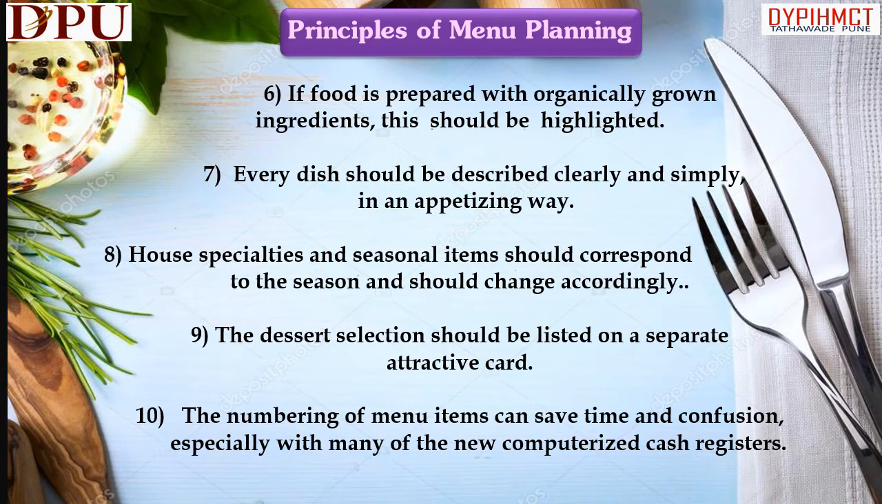Let us continue with the principles of menu planning. Sixth one, if food is prepared with organically grown ingredients, this should be highlighted. Seventh one is, every dish should be described clearly and simply, in an appetizing way. Eighth principle is, house specialties and seasonal items should correspond to the season and should change accordingly. This means the menu should contain seasonal commodities. Ninth principle is, the dessert selection should be listed on a separate attractive card. This should be informed to the guests, that such a card is available. Last one is, the numbering of menu items in the menu card can save time and confusion, especially with many of the new computerized cash registers.